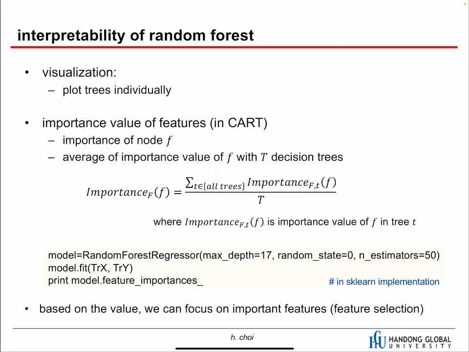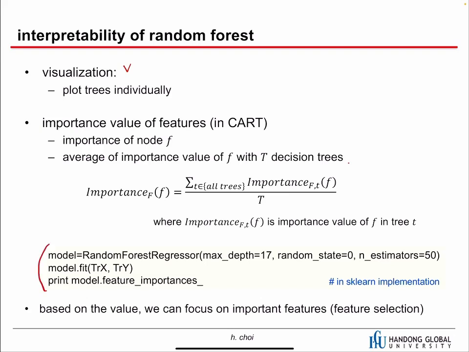And also in the random forest, we can talk about interpretability. For visualization, we can plot the trees individually. Then we can calculate the importance values of features. In that case, we have to calculate the importance value of a feature with a specific decision tree, and then take an average of all the importance values from T decision trees. Okay, so random forest is really simple. Just use lots of decision trees.